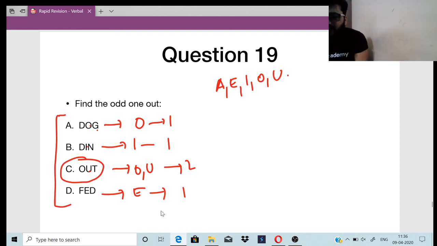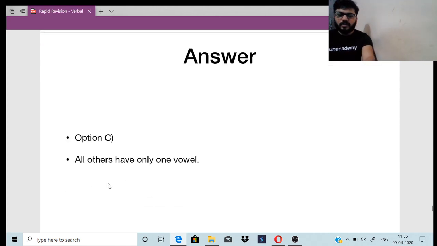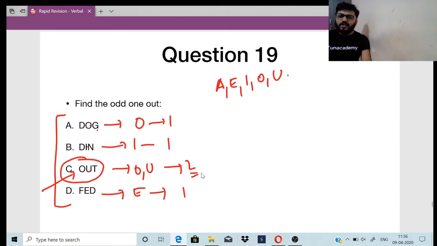The odd one out is C. All others have only one vowel. This has two vowels, right? Option C has two vowels. So C is the odd one out here, okay? Get ready for another shock, right?